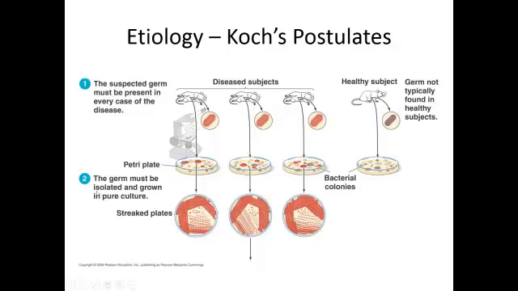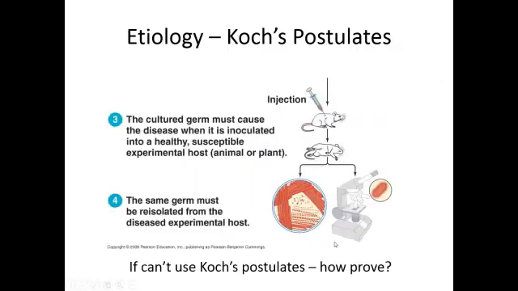which is the next one. The germ must be isolated and grown in pure culture. And Koch developed the process of streaking samples onto agar plates or solid media to get isolated colonies. Next up, the cultured germ must cause the disease when it is inoculated into a healthy, susceptible experimental host, either an animal or plant. So we take that gram-positive rod that we've been able to grow in an isolated colony on agar, inject it into a healthy mouse, and the healthy mouse develops the signs of anthrax. And the same germ must be re-isolated from the diseased experimental host.